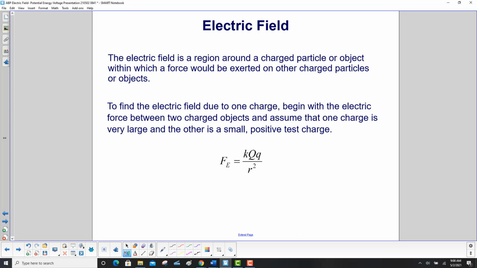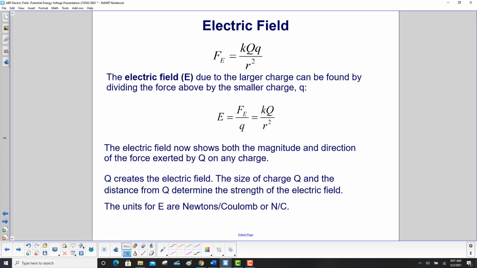To find the electric field due to one charge, begin with the electric force between two charged objects and assume that one charge is very large and the other is a small positive test charge that really doesn't have much of a field. So the capital Q would be the large charge and the little q is the positive test charge. The electric field, which we'll abbreviate capital E, due to the larger charge, big Q, can be found by dividing the force above by the smaller charge, little q. So we'll get the electric field is equal to kQ over r squared.